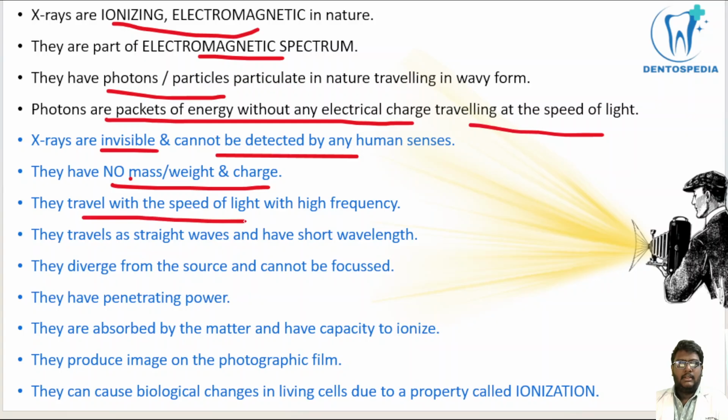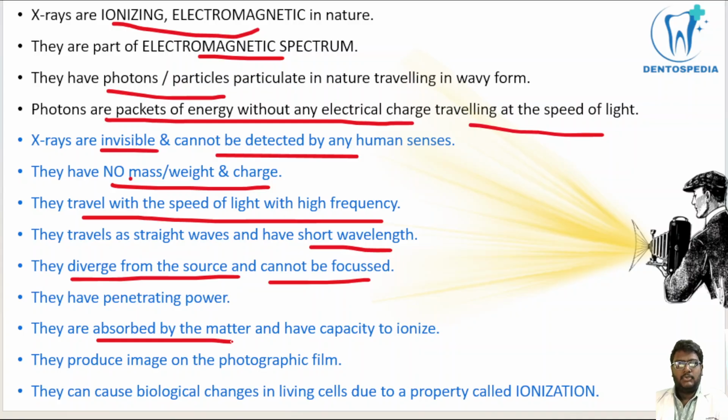They have high frequency and short wavelength. Because of these two properties, they have the power to penetrate human tissues, and that is where we use them in radio diagnosis. They diverge from the source and cannot be focused on a single point. They also have the capacity to be absorbed by matter and the capacity to ionize.